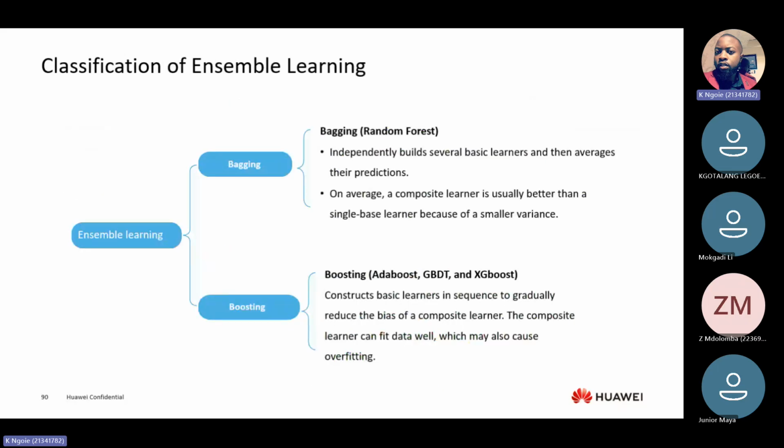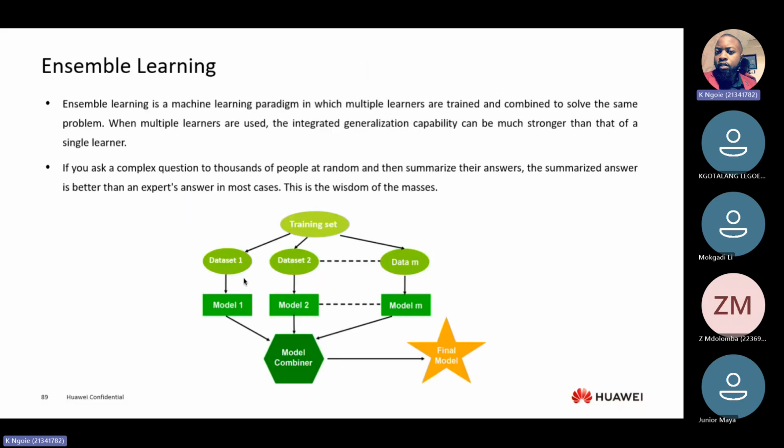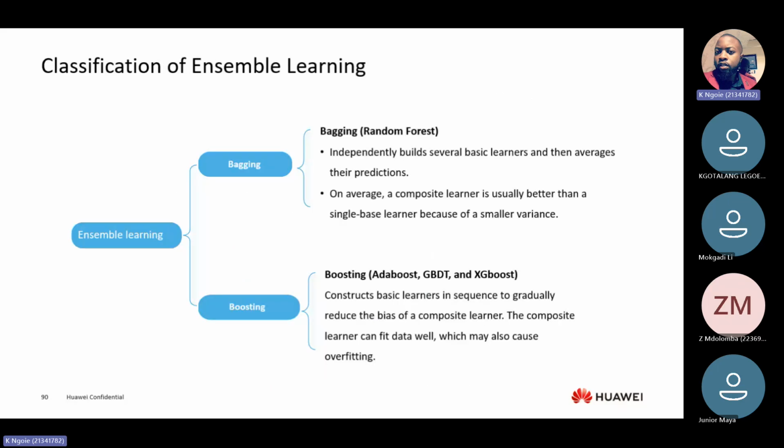Okay, so in the ensemble learning method, we have two different ways of doing it. You can do it with what we call bagging or boosting. Some algorithms were created using bagging, such as the random forest. So how does it work? You basically build several learners, then average the predictions. As you see here, we have all these models, and we find the average of the predictions, and that gives us our final model.